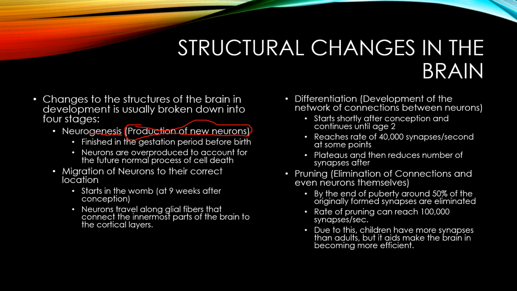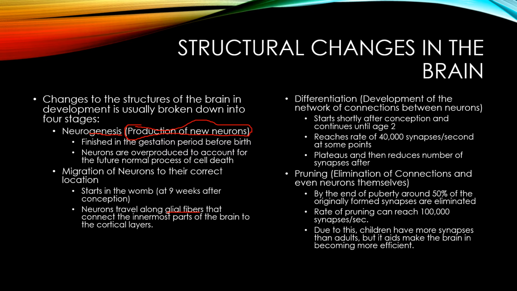The second one is the migration of neurons to their correct location. And at about 9 weeks after conception, our neurons start to migrate to their current location. And they travel along what are called glial fibers. And these connect the innermost parts of the brain to the cortical layers of the brain.